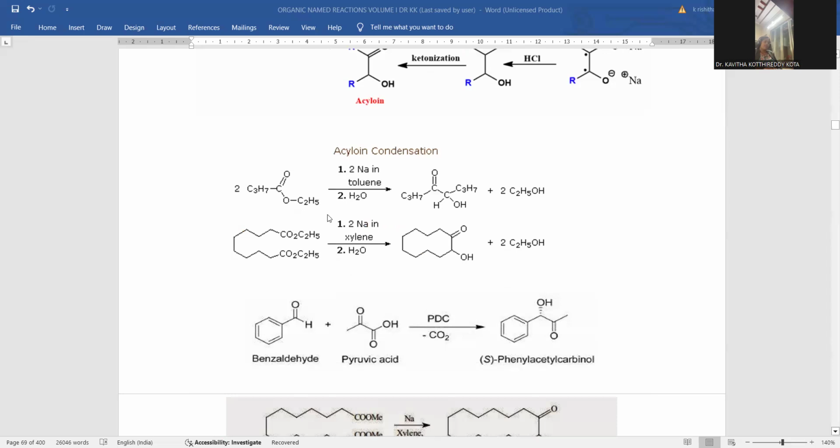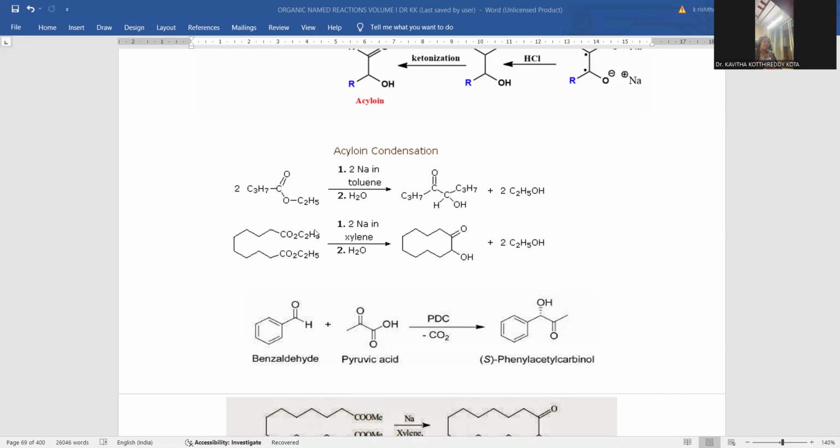I'm taking 2 moles of a lengthy chain, that is ethyl butanoate, 2 moles, and sodium metal was taken. So here both are supposed to go for the chain elongation reaction, being simply a dimerization. One of the ester carbons is converted into ketone, another ester carbon is converted into hydroxyl. Here C3H5, here C3H5. So the chain elongation you can notice. This is the way acyloin is originated.